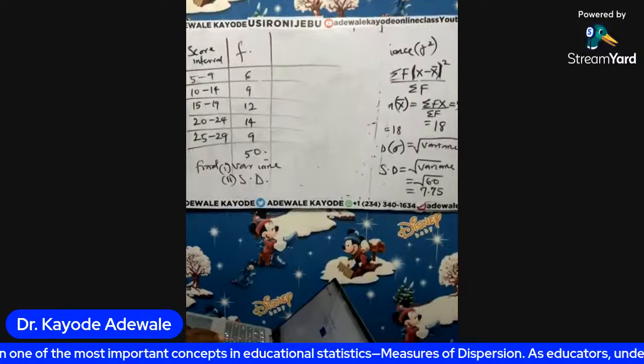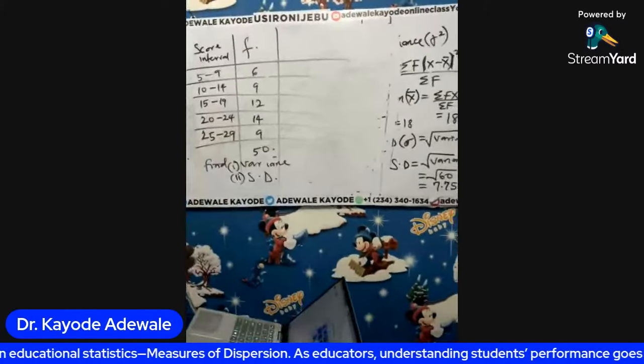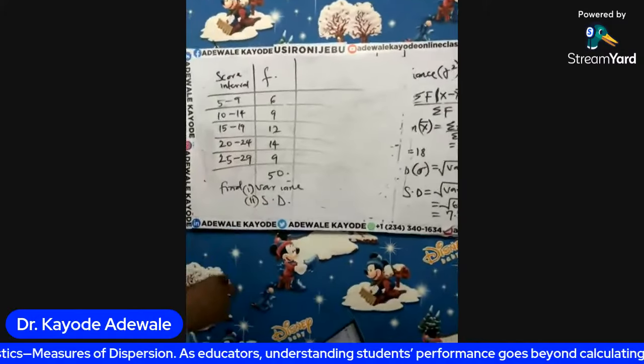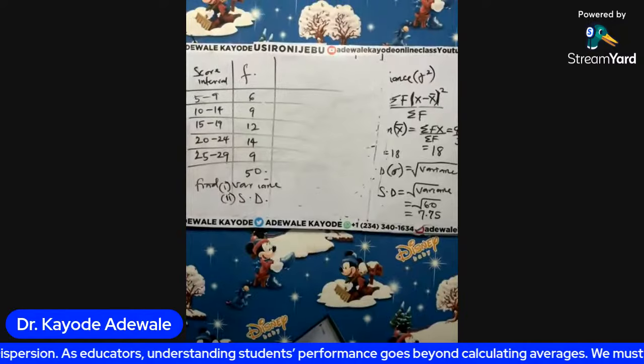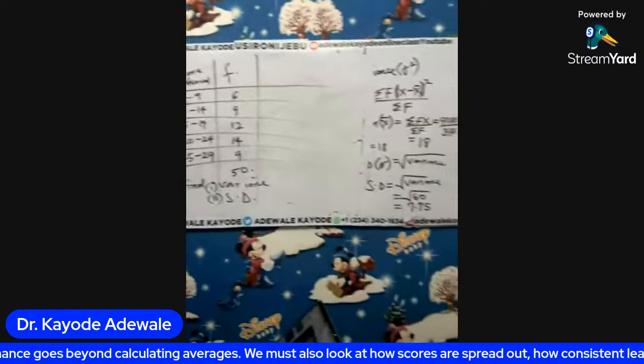Then we'll ask 1 or 2 questions if there's anything. So you are going to do this and then put your answer for variance and standard deviation in the comment section. I'll be waiting and I'll give you till tomorrow to get the answer in.